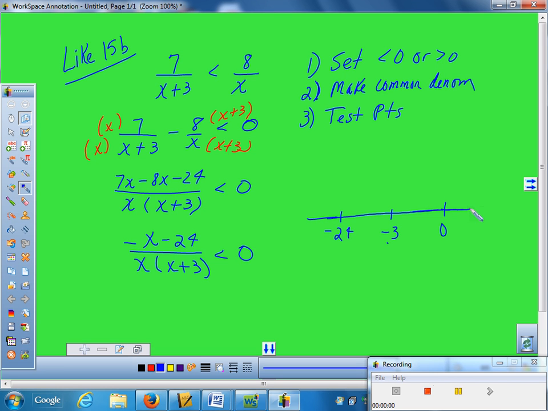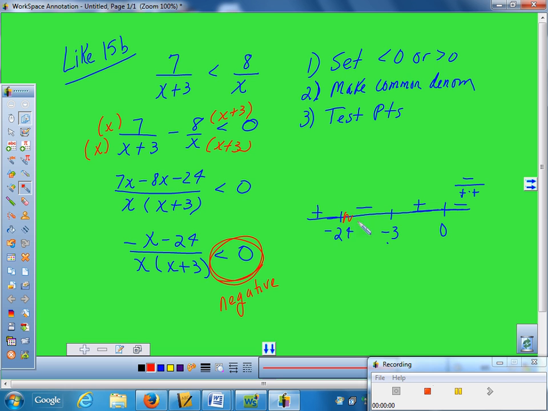If I test 1, I'm going to have a negative over the bottom, which will be a positive times a positive. Altogether, that makes a negative. So therefore, I know it's going to alternate the rest of the way down. The big question is, do you want the positive answers or the negative answers? That key is right here. It says you want this expression to be less than 0, so therefore you want the negative solutions.